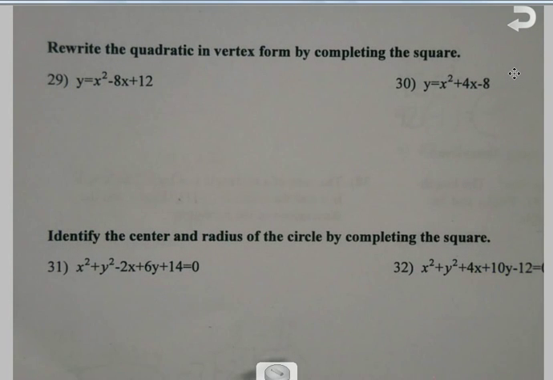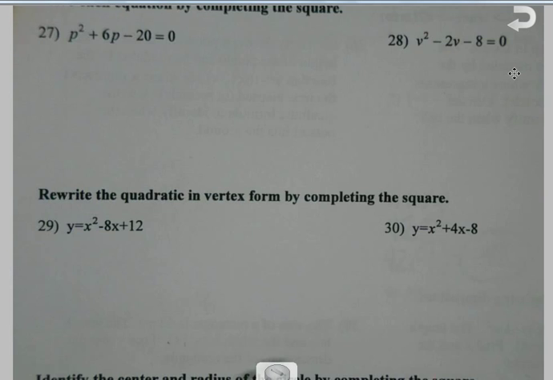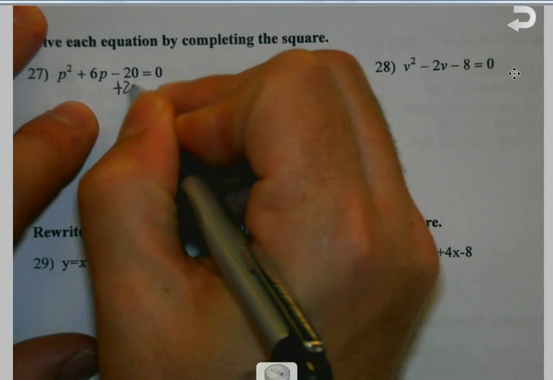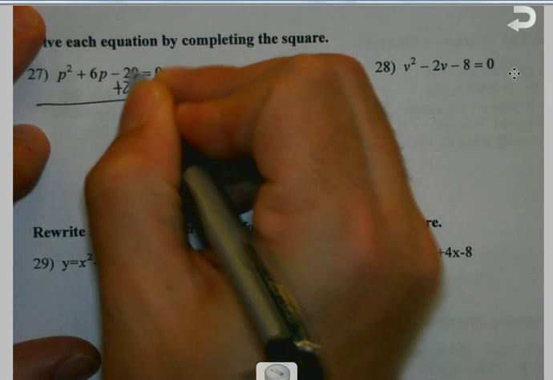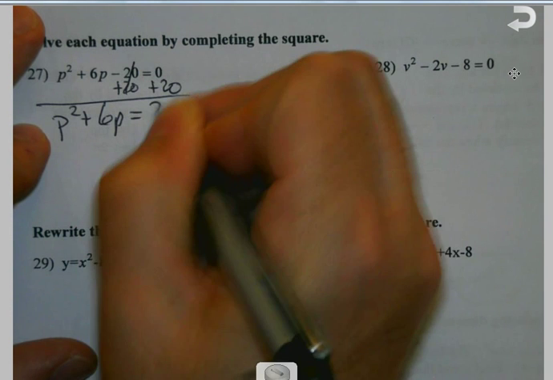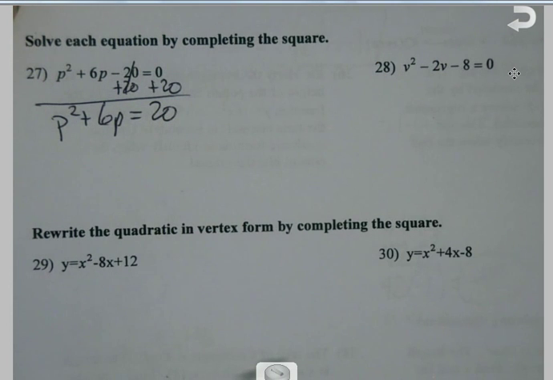All right, back to one of the things we were good with, completing the square. Oops, if I move this down a little more, we'll be solving. There we go. So solve by completing the square. To complete the square, when we're solving, we want to get our variable terms alone. So I'm going to get the 20 out of there by adding it over.